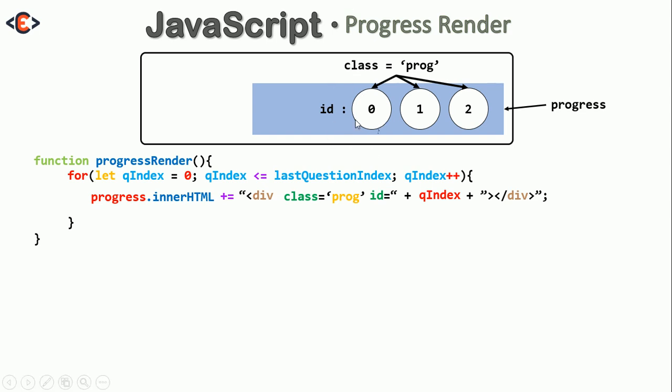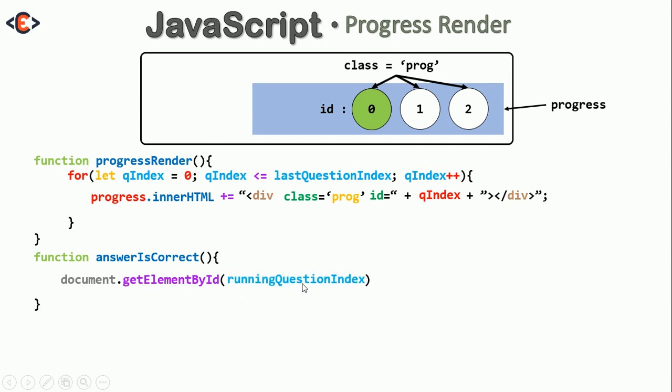Now let's say that the user is in the first question, which means that the running question index equals 0. Then if the user answered this question correctly, we need to turn this to green, which means we need a new function called answer is correct. In this function, we will get the element by id of the running question index, which is 0 if the user is in the first question, then .style.backgroundColor equals green, which means this line will change the div with the id 0 to green, its background color to green.